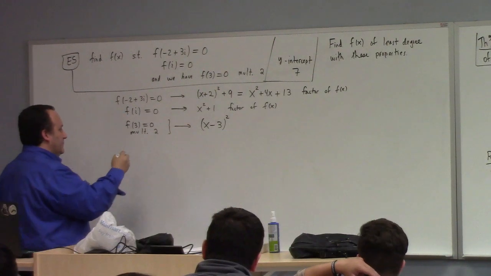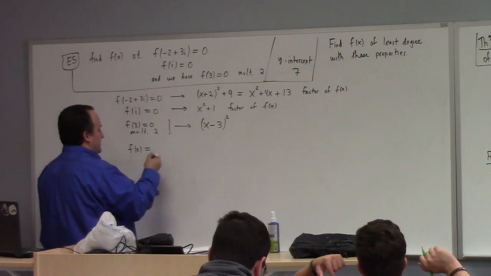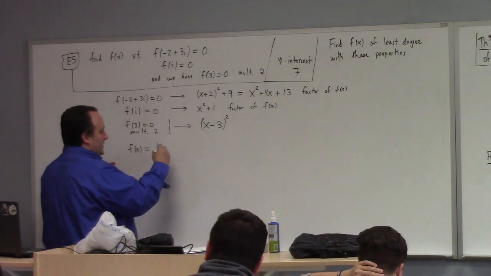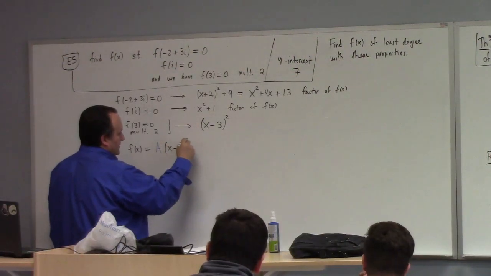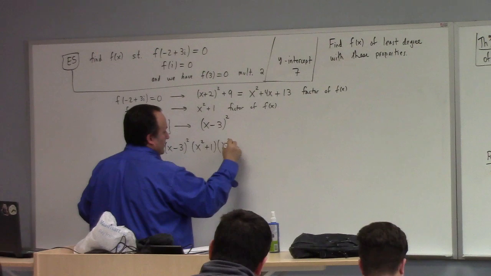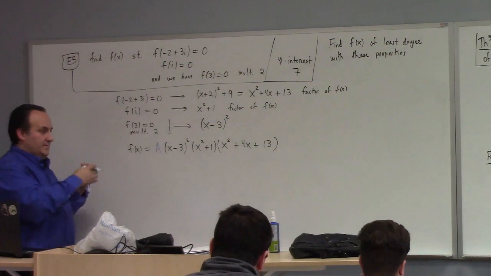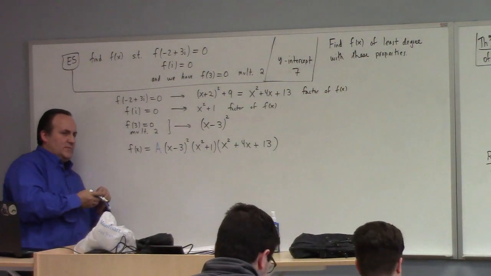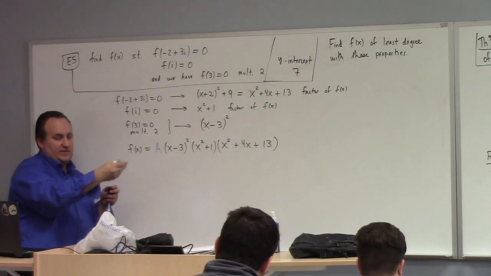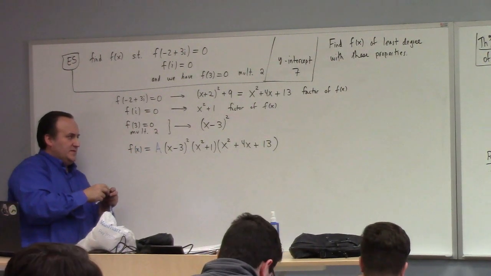So putting this all together, f of x is some constant a times x minus 3 squared times x squared plus 1 times x squared plus 4x plus 13. This polynomial has the desired properties. It has the complex zeros that we want, and it also has a zero of 3 with multiplicity 2.